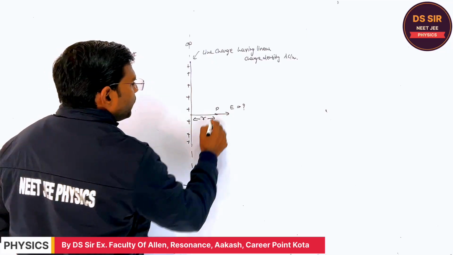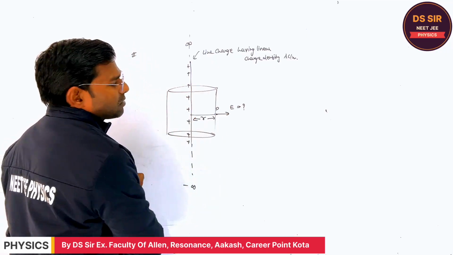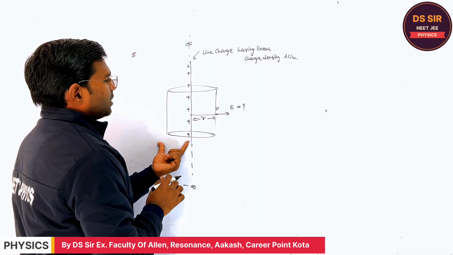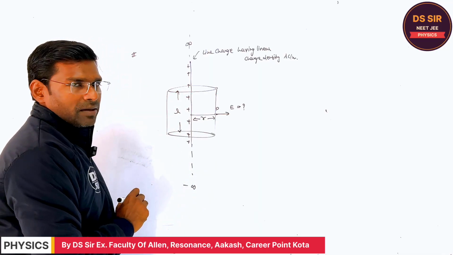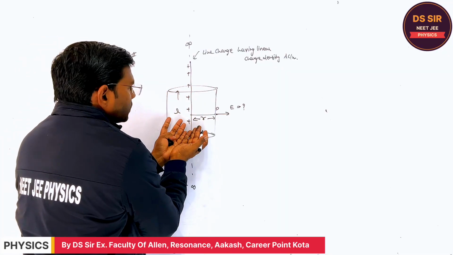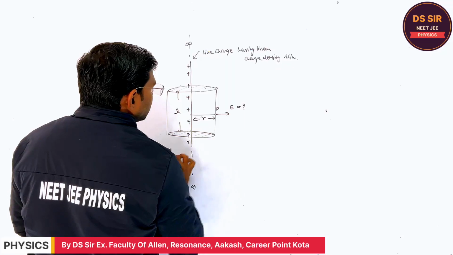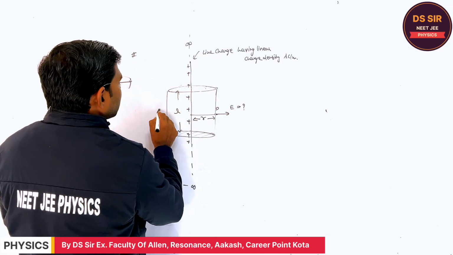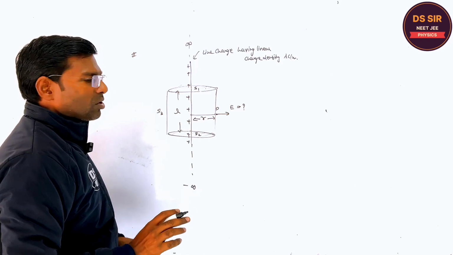To find the electric field, we will assume a Gaussian surface which is a symmetric vertical cylinder. You can assume the length of this vertical cylinder is L. So if this is the closed surface, how many surfaces are there? This is S1, this is S2, and this is the lateral surface S3. Are you getting or not?